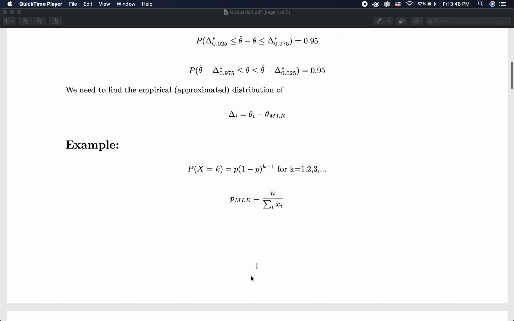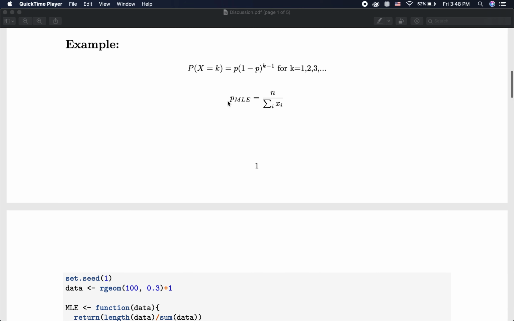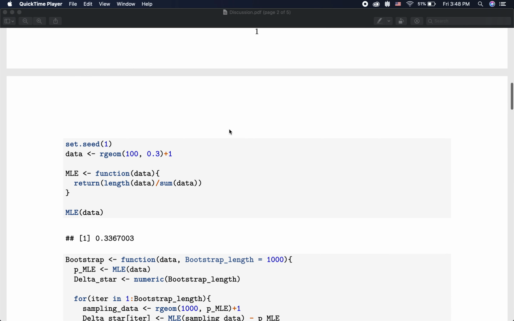And here I'm going to demonstrate that using a geometric distribution as an example. So this is the geometric distribution for k equal to 1, 2, 3, or positive integers. And then the MLE of this parameter p will be the number of data over the sum of the observations. So that will be the MLE for the parameter p.